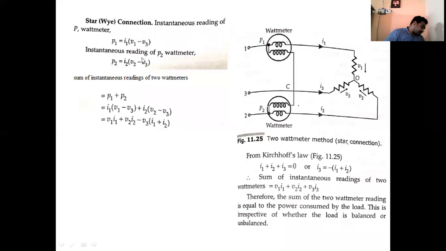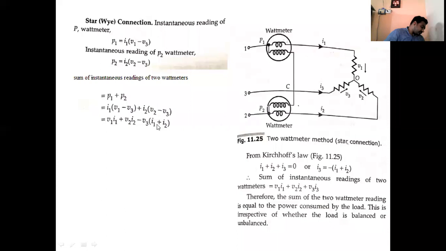Power measured with respect to the second conductor: the current flowing in the second conductor is I2, and the voltage is V2 minus V3. That's why the power is I2 into V2 minus V3. If we sum these two terms, the instantaneous power readings P1 plus P2, the sum will be V1 I1 plus V2 I2 minus V3 into I1 plus I2.